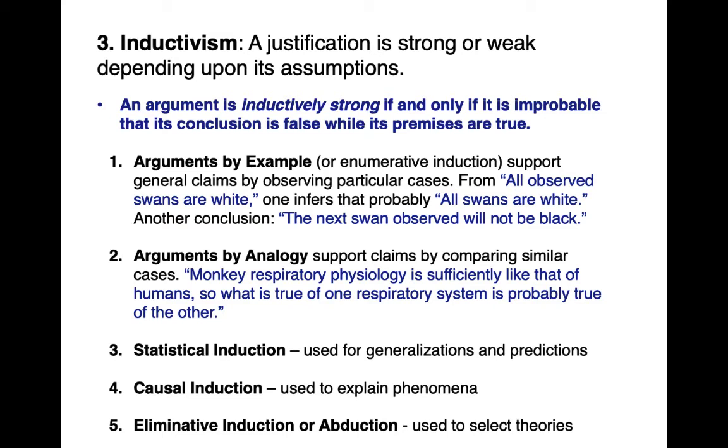Statistical induction is used primarily for generalizations and predictions. You're already aware of statistical induction when you're reading these peer-reviewed studies in journals that I've had you look at in discussions. We'll also here talk about causal induction briefly, and then I'll come back to reasoning about causes and effects in another lecture. We use causal induction whenever we explain phenomena, explain what we observe. There's also something called eliminative induction or abduction, and this is what we use when we decide which theories to adopt, at least temporarily until better theories come along. Again, this comes up later.